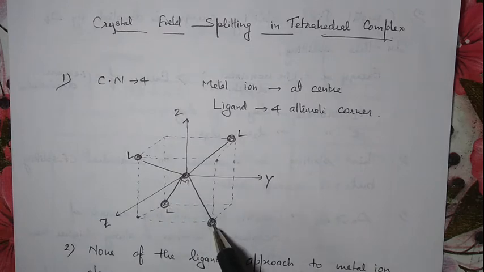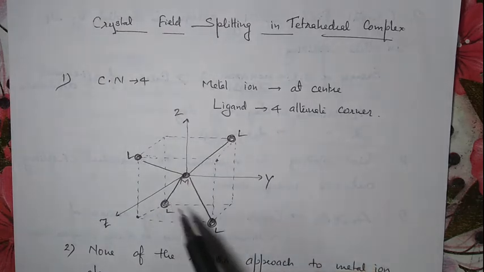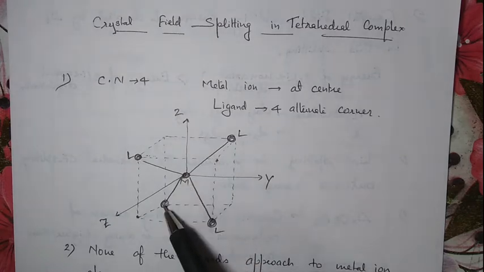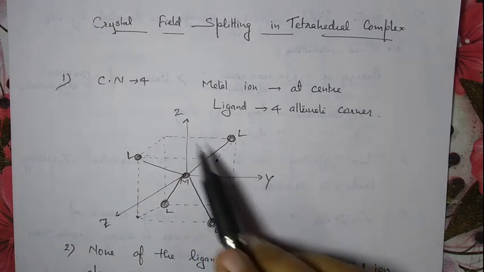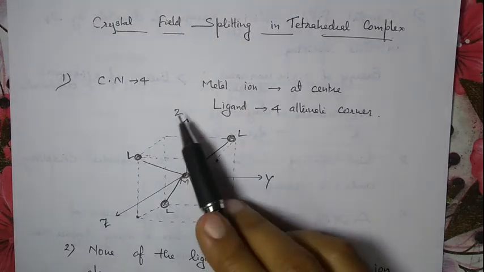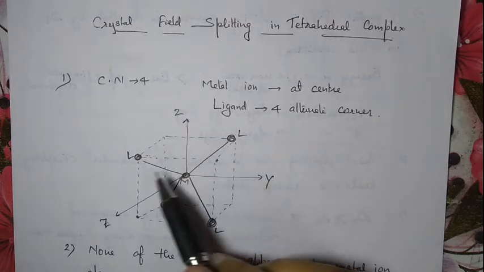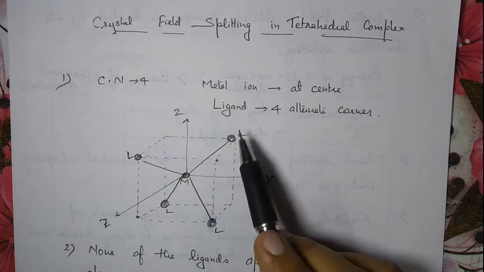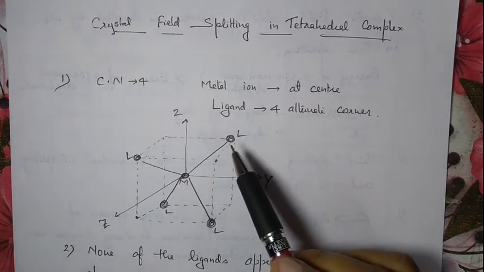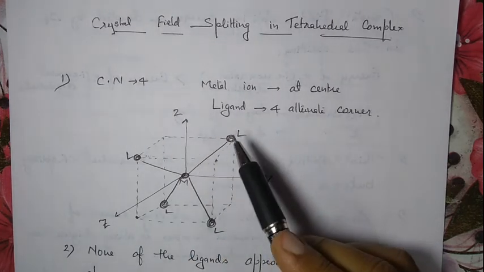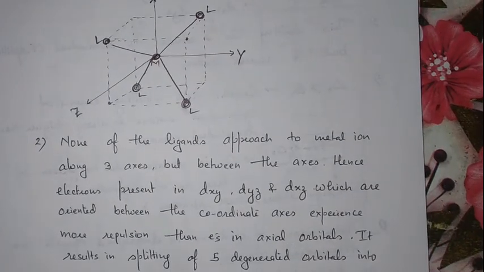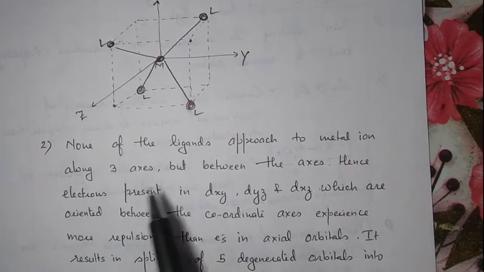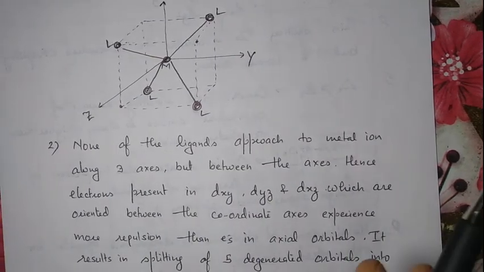If you represent it as a cuboid, the ligands are present at the alternate corners, in between the axes. These are present not along the axis but in between the axes. Ligands at these geometrical positions are present in between the axes, not on the axes. None of the ligands approach the metal ion along the axis, but between the axes.